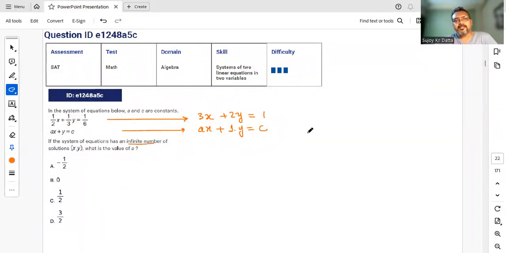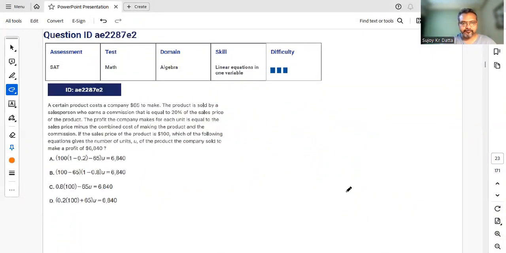It says that there are infinitely many solutions, right? So that means the ratios will all be the same. So we have 3 over a equals 2 over 1 equals 1 over c. Okay. So they're saying what is the value of a. So from here we can get it. So 3 over a equals 2. So in other words, 3 over 2 equals a. So a is 1.5 or 3 over 2. So that is the fourth option. Okay. Please remember these things, like what happens when you have infinitely many solutions, what happens when you have no solutions, and so on. Let's go on to the next one.